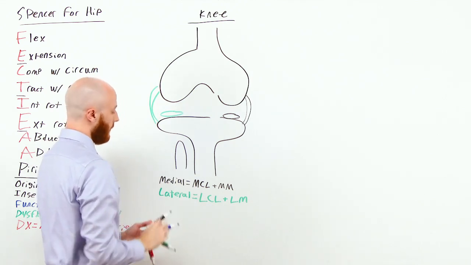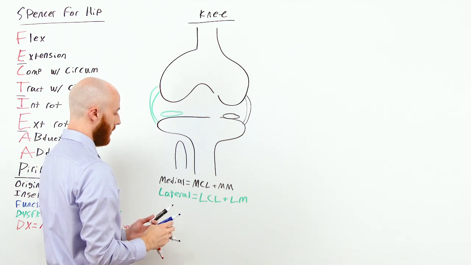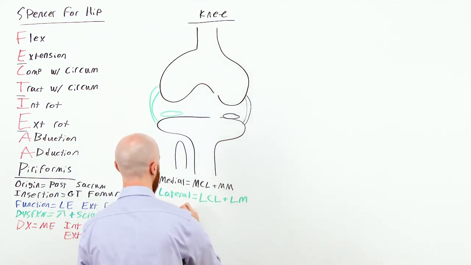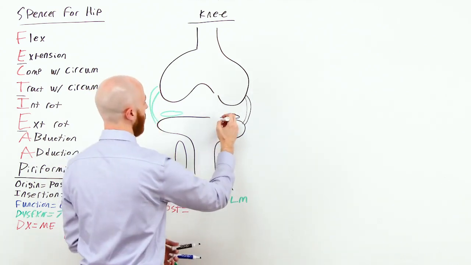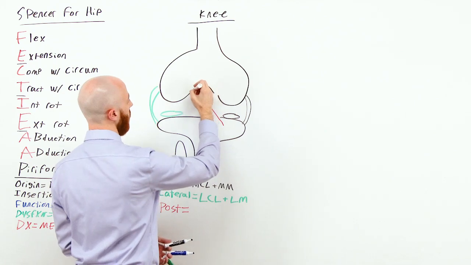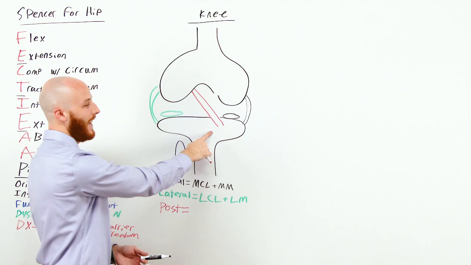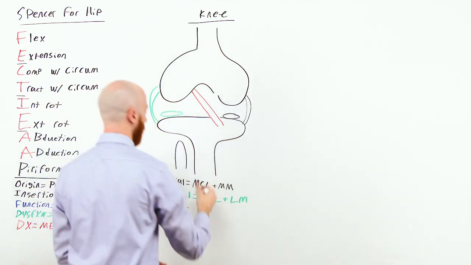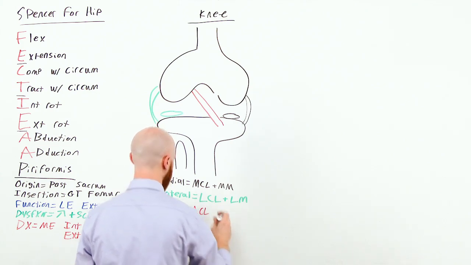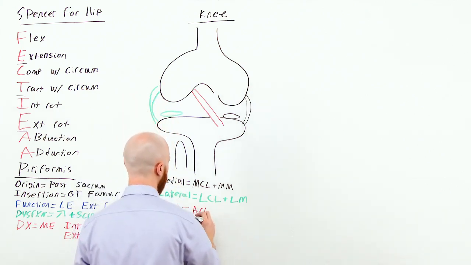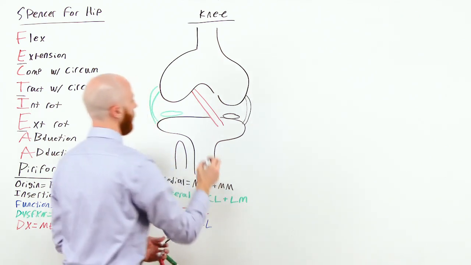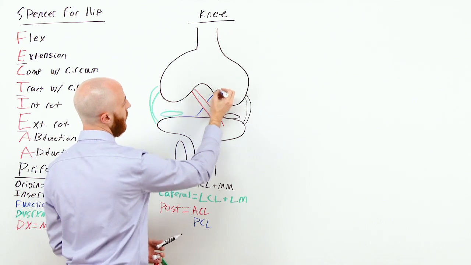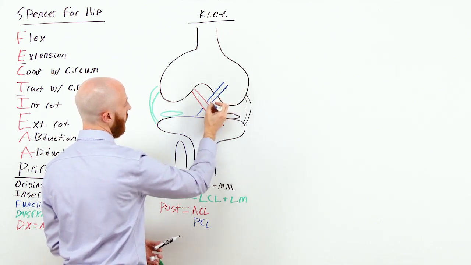Two more ligaments, and both are going to be noticed from the posterior side. You have the anterior cruciate ligament, which attaches to the anterior side of the tibia and the posterior side of the femur. You also have the posterior cruciate ligament. The posterior cruciate ligament attaches to the posterior side of the tibia and the anterior side of the femur.